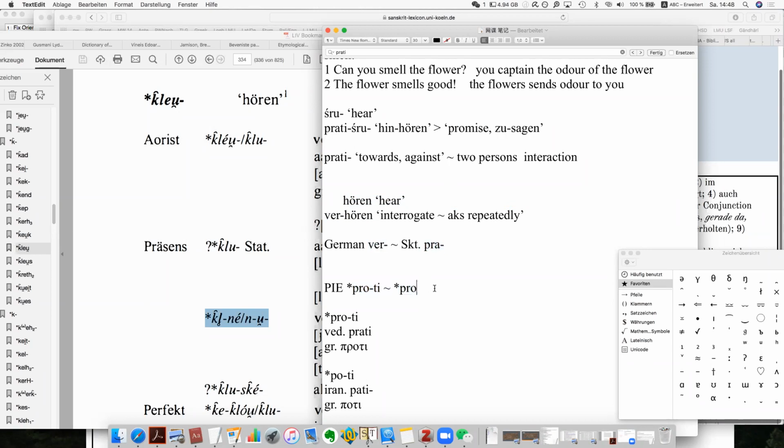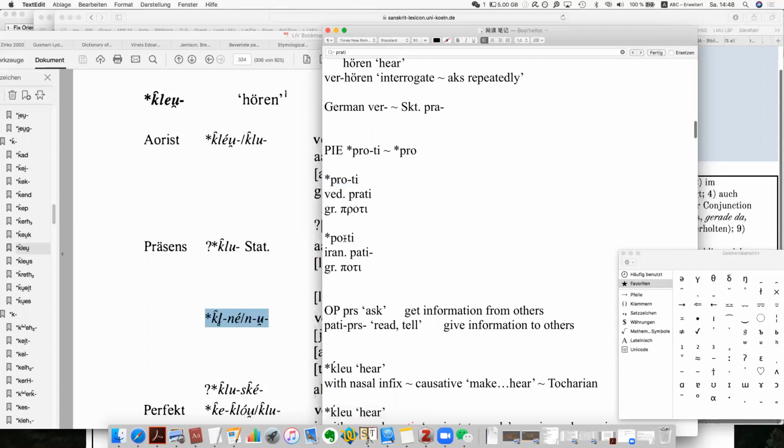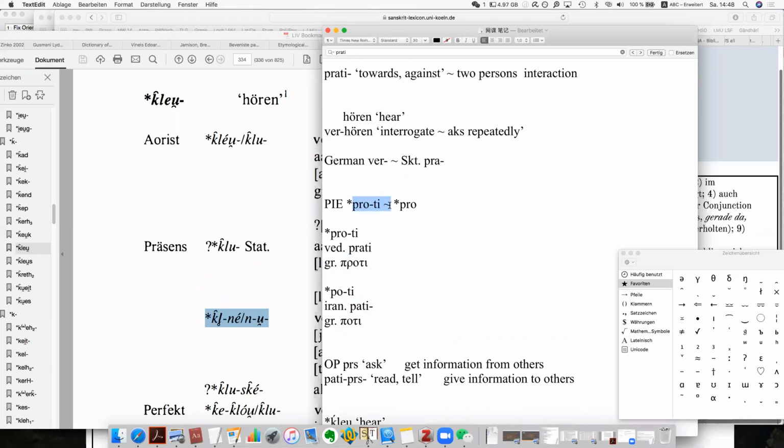So Sanskrit prati comes from Indo-European proti. We also have in Greek proti, and another poti in Iranian pati, also in Greek poti. And proti is derived from pro with an ablative suffix t, and this ablative suffix is preserved in Hittite, and probably also other languages, but Hittite, the Anatolian languages, have this t for certain.